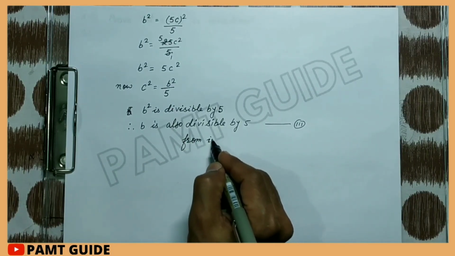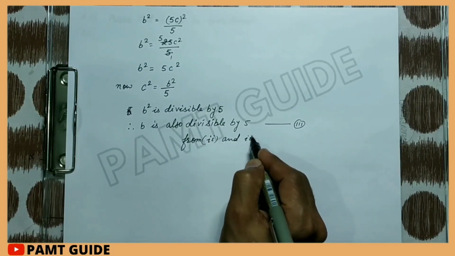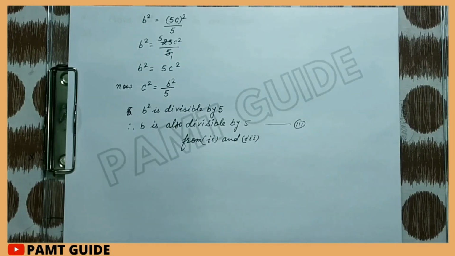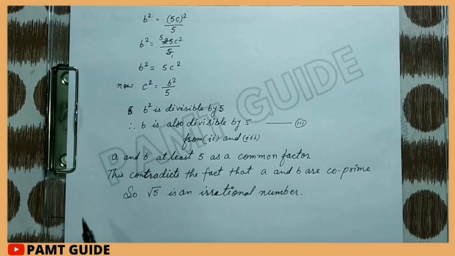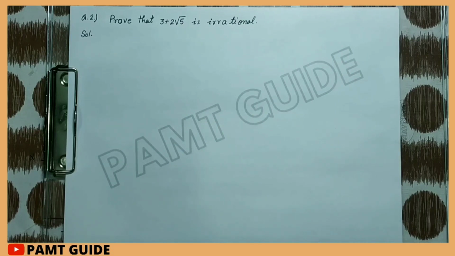From 2nd and 3rd, a and b have at least 5 as a common factor. This contradicts the fact that a and b are co-prime. So root 5 is an irrational number. Now question number 2 is prove that 3 plus 2 root 5 is irrational.